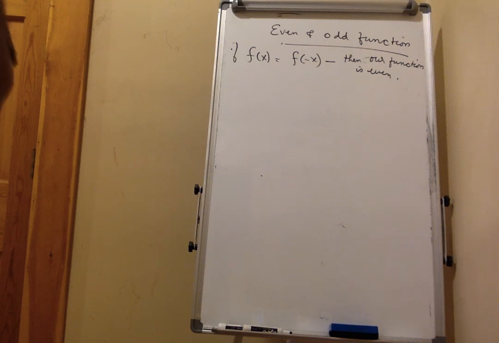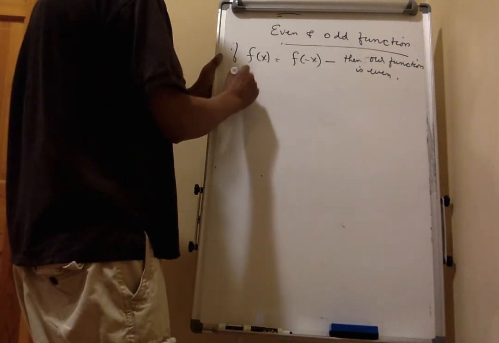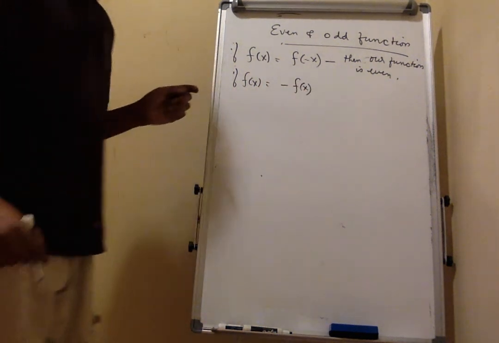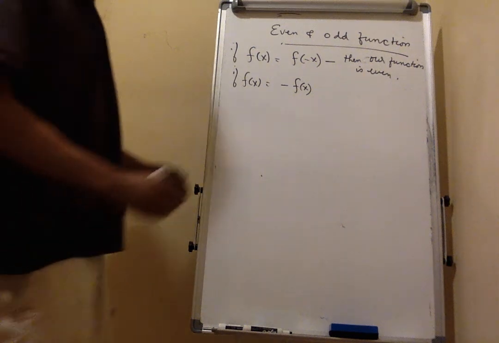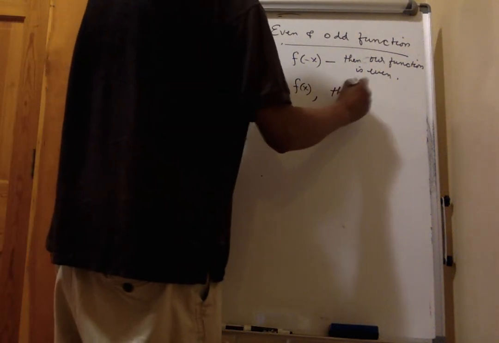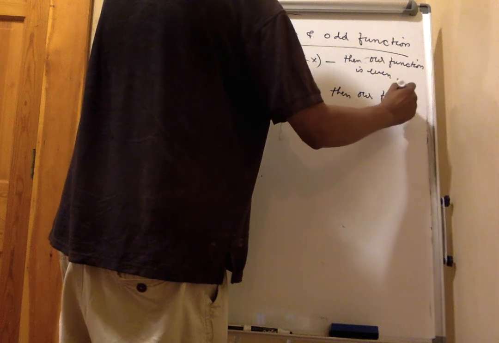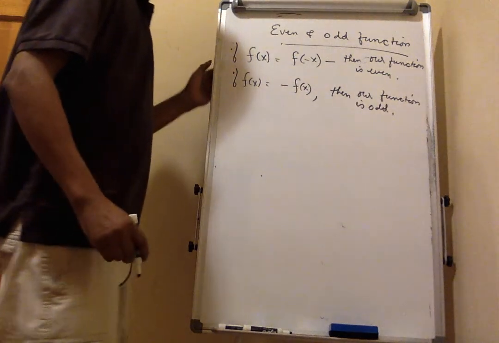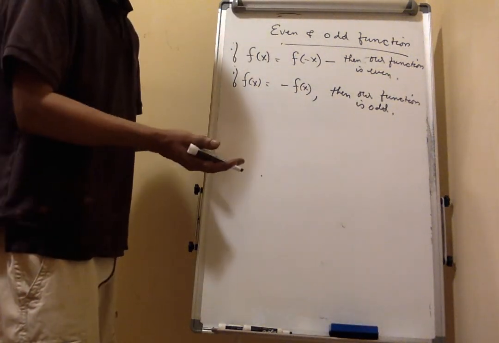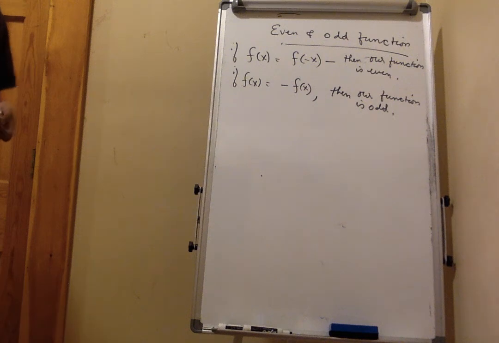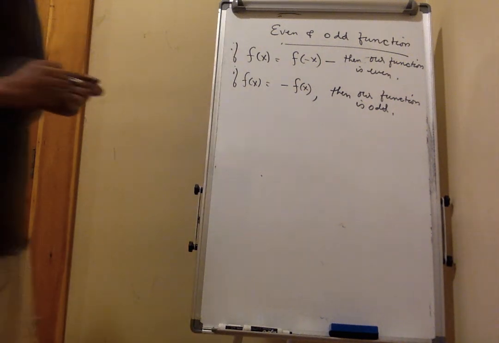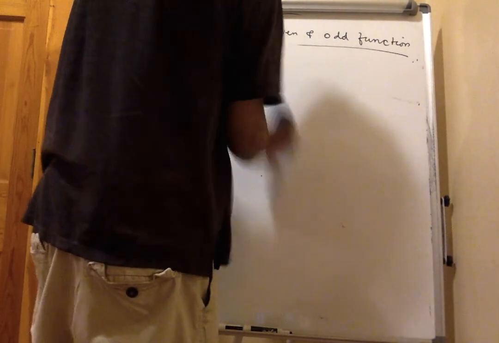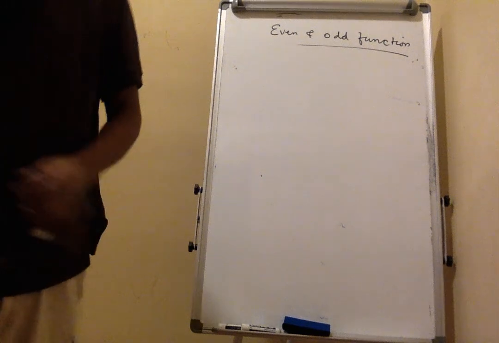If f of x is equal to negative f of x, okay, note the difference, then our function is odd. If neither, then it is neither even nor odd. Okay, so we have to look for these two conditions. Okay. So let me just give you examples of this.